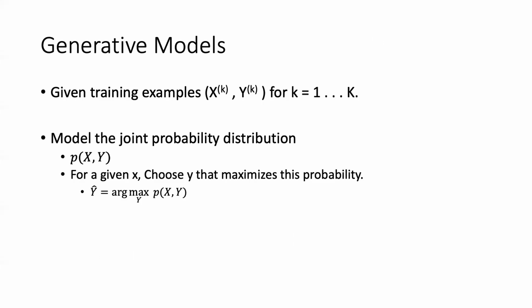Let's define some notation here. Given the training examples, X are the input observations and Y's are the labels, where K indicates the sequence length, and the objective is to model this using a joint distribution P of X comma Y. Once we obtain the joint distribution, we can find the estimate Y hat by computing the argmax of the joint probability distribution.